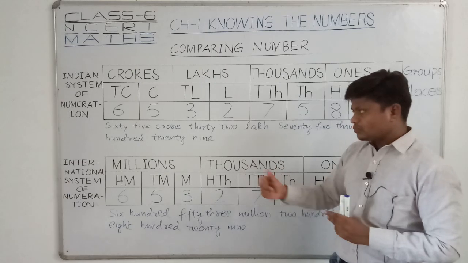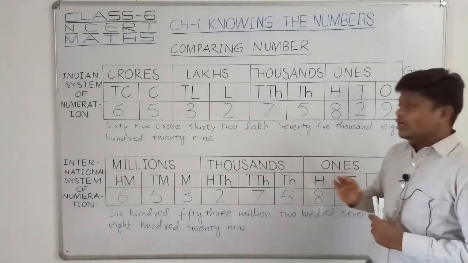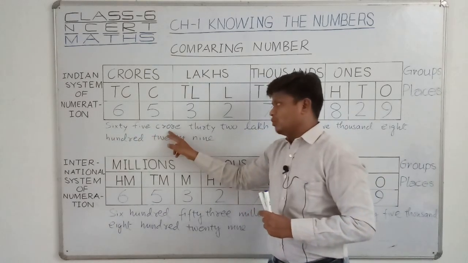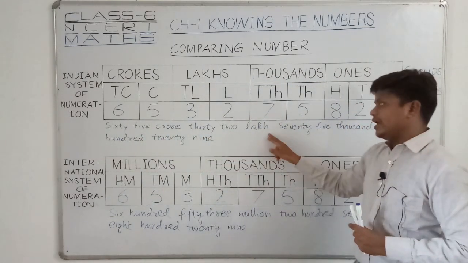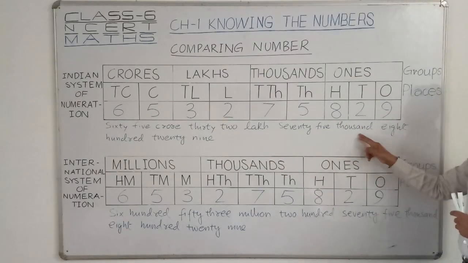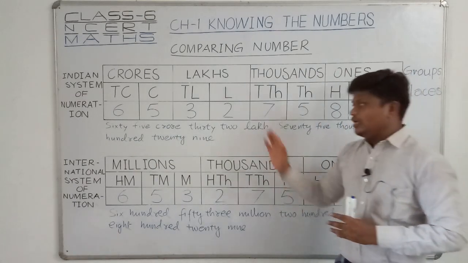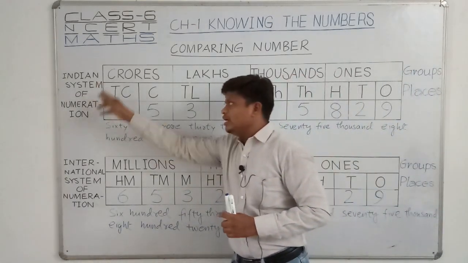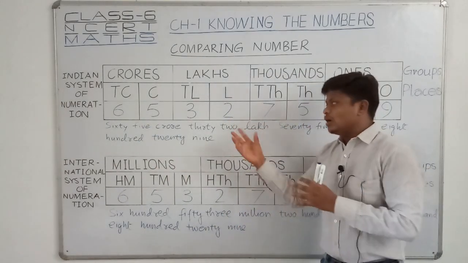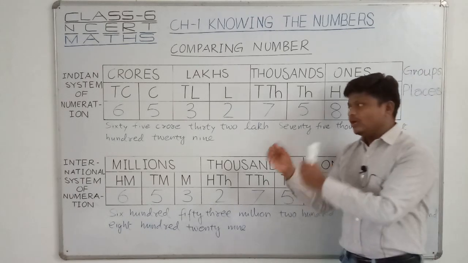I have written the numeration of this given number for you, right? 65 crore 32 lakh 75,829, right? In this way I can read this number according to the Indian system of numeration. So how can we read that? Just see a precise introduction of that.